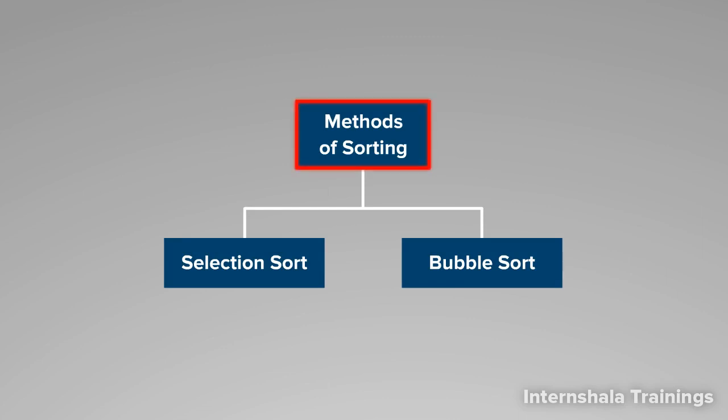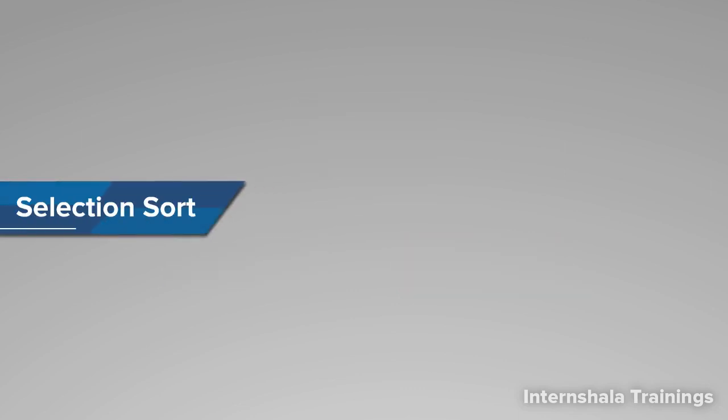There are two methods of sorting one-dimensional array. These are selection sort and bubble sort. Let's understand these techniques one by one. Let's begin with selection sort.